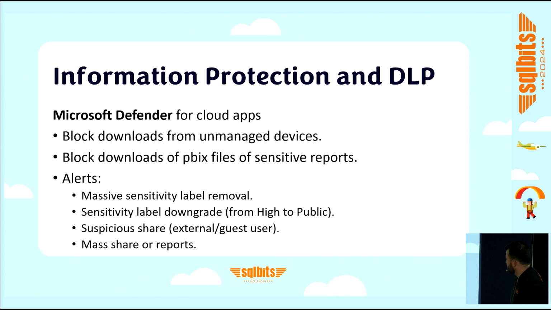For example, you might want to block downloads from unmanaged devices. Here I have my personal phone, and I might want to connect from here to the Power BI service using the web browser or using the application that we have. In that case, I'm able to see the data, but if I download anything, I will be blocked by Microsoft Defender. I think that's great. So even if you have sensitivity labels, probably you don't want anything downloaded to a mobile phone that the company doesn't own, or to any laptop that the company doesn't own.